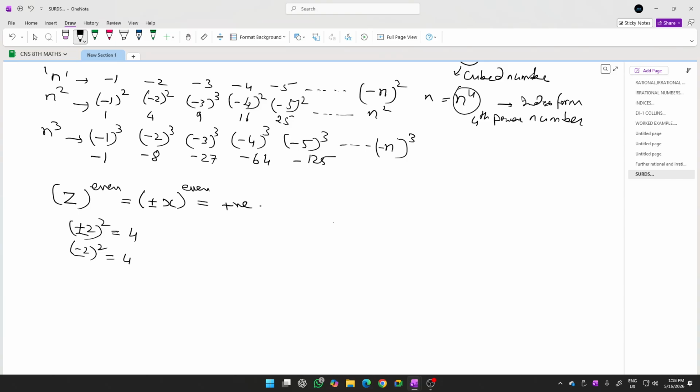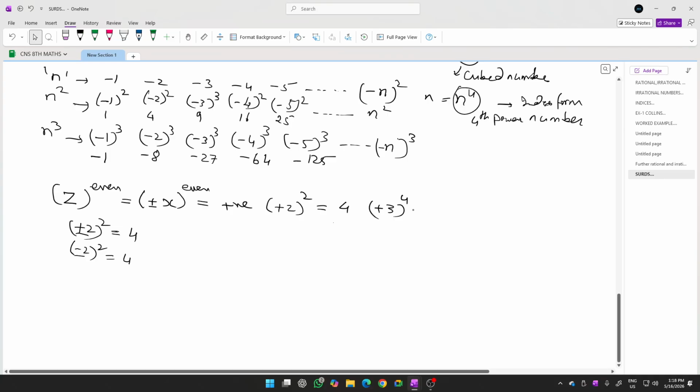And if the power is even, then the answer will always be positive. See, for example, if you take +2 and the power is 2, then the answer will be 4. It is positive. If you take +3 and if you take the power as 4, 4 is also even number. So this will be 3 into 3 into 3 into 3. So that will be 81. 3 3s are 9 and again 3 into 3 9. 9 and 81. So you see that it will always come as positive. Okay. So this is one rule that you should know.